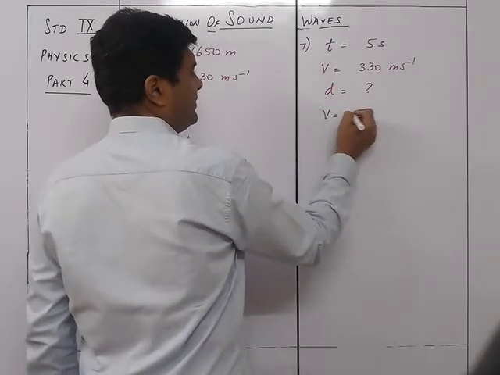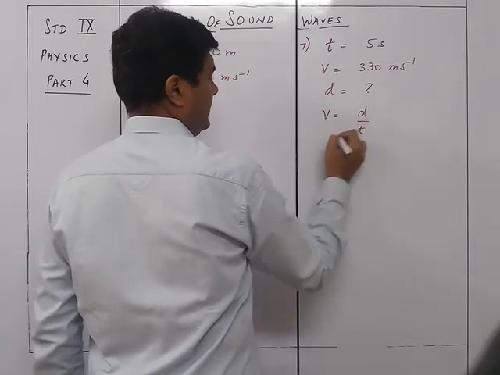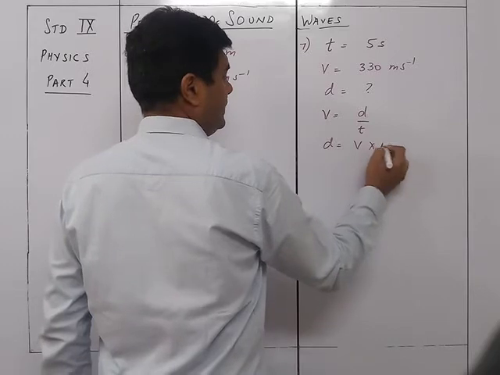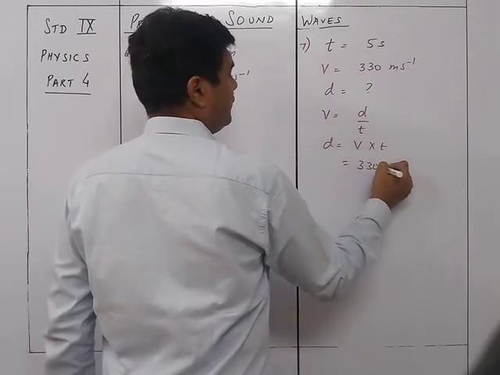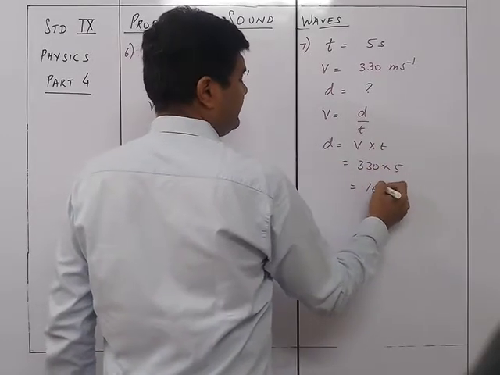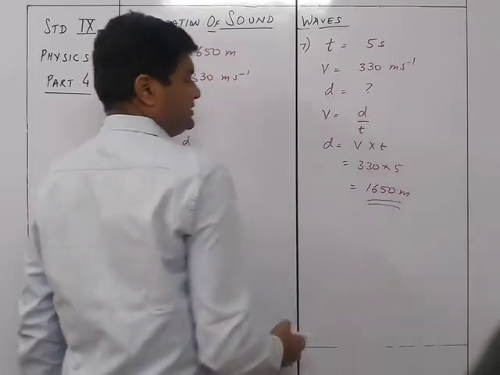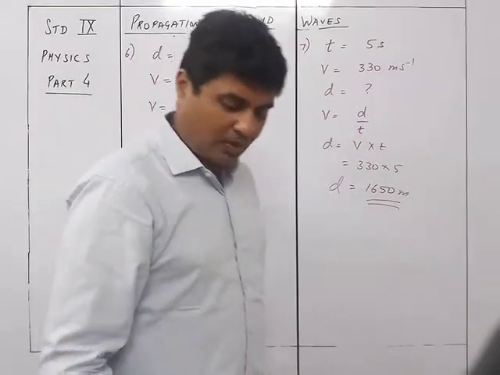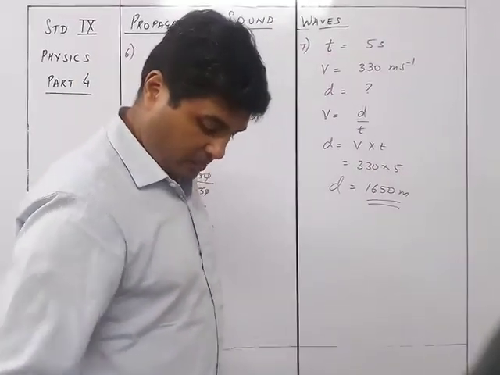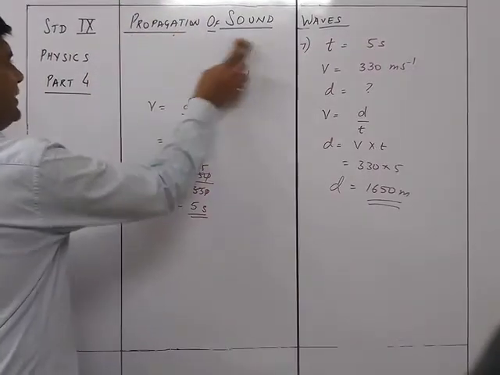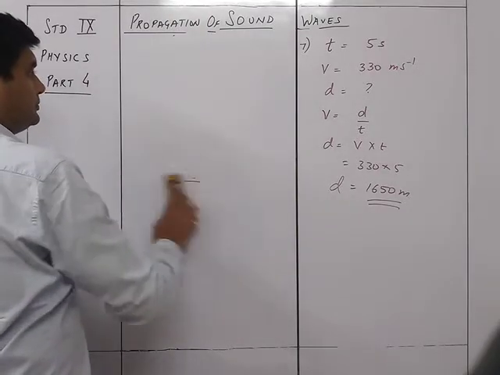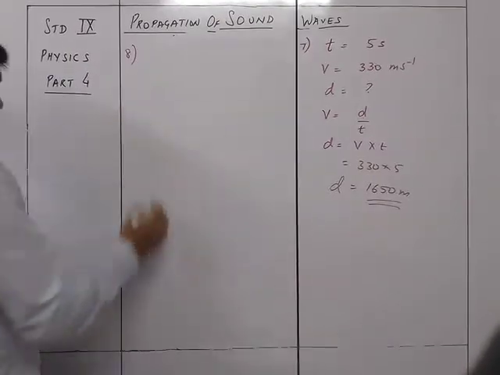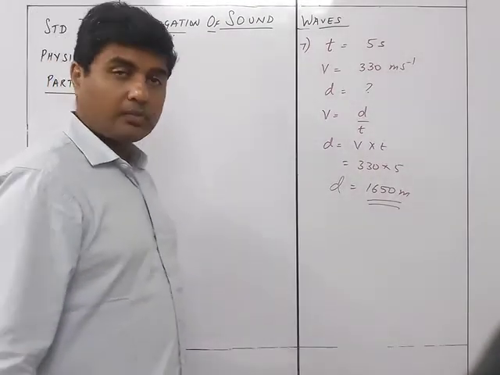So we know that V is equal to D upon T, or D is equal to V into T. That is 330 into 5, which is equal to 1650 meters. So that means the distance between the lightning strike and the person is 1650 meters. We move on to sum number 8. Clear?